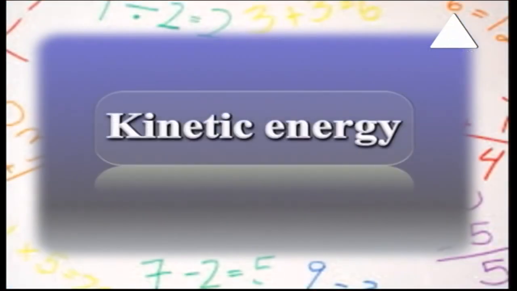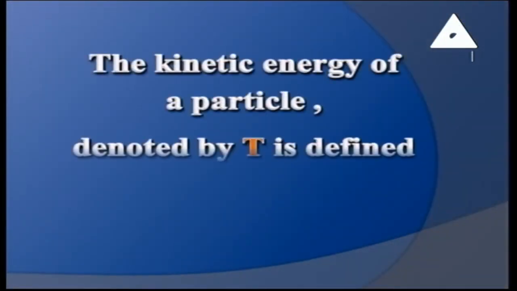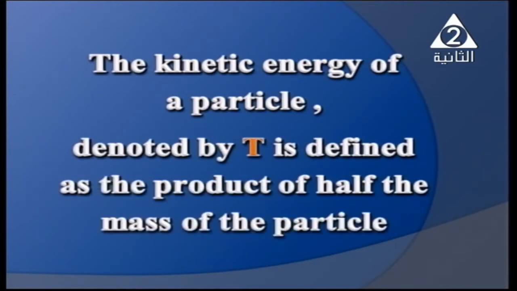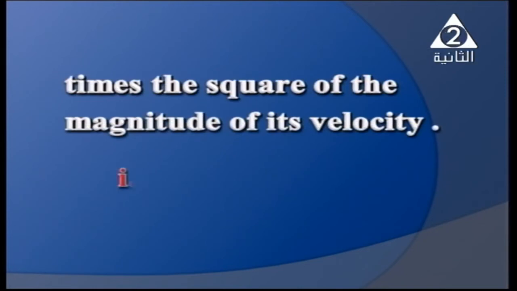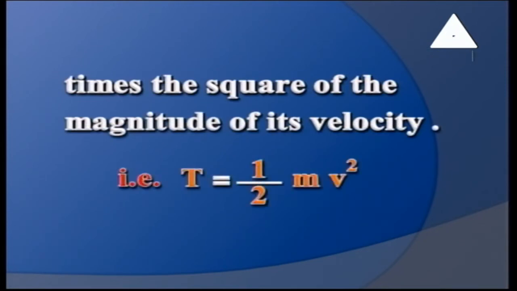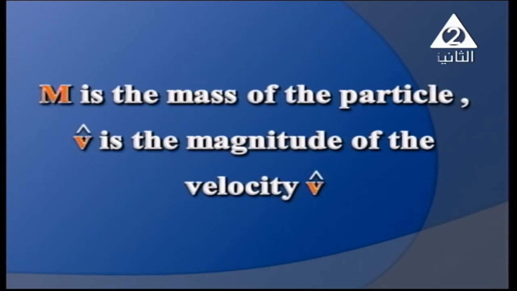Kinetic energy. My dear student, we translate to an important title: kinetic energy. Definition. The kinetic energy of a particle, denoted by T, is defined as the product of half times the square of the magnitude of its velocity. Kinetic energy T equals half m v square. M is the mass of the particle, v is the magnitude of the velocity vector v.